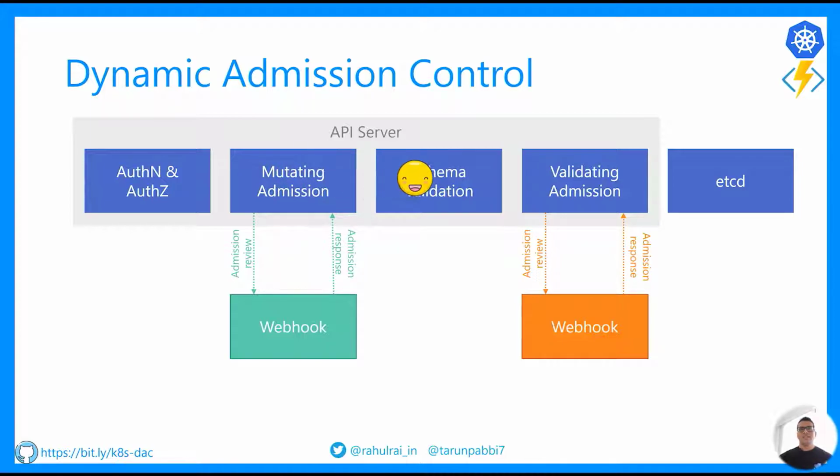After mutation, if any, the request moves on to the schema validation controller that checks whether the request conforms to the Kubernetes API specs. Next, the request progresses along to the validation admission stage, which, just like the mutating admission controller, relies on webhooks to dynamically validate the request. You can see that the validation admission controller issues a similar request and expects a similar response from the webhook. Since we will soon build a dynamic validation webhook ourselves, we will not discuss it in detail right now.